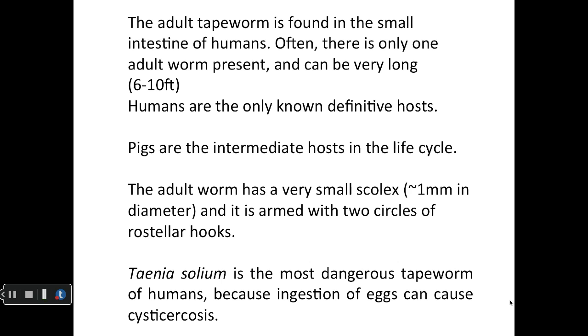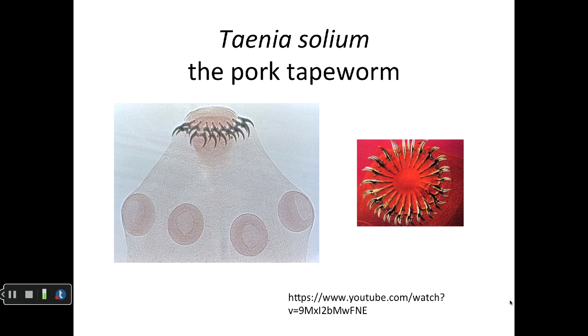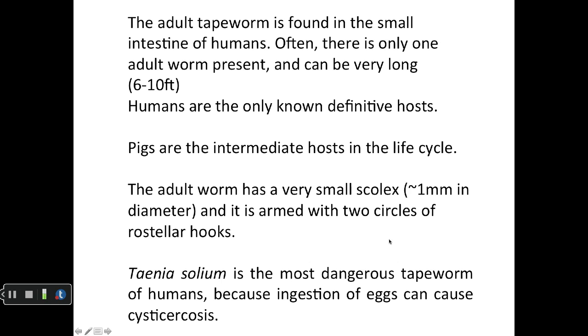So the adult tapeworm specifically attaches to the small intestine. Usually there's only one present, and it can be very long, up to 10 feet, if you can imagine that. Humans are the only definitive host. Pigs are the intermediate host. And the adult worm actually has a very small scolex. So if you go back to this picture here, the scolex is only 1 millimeter in diameter.